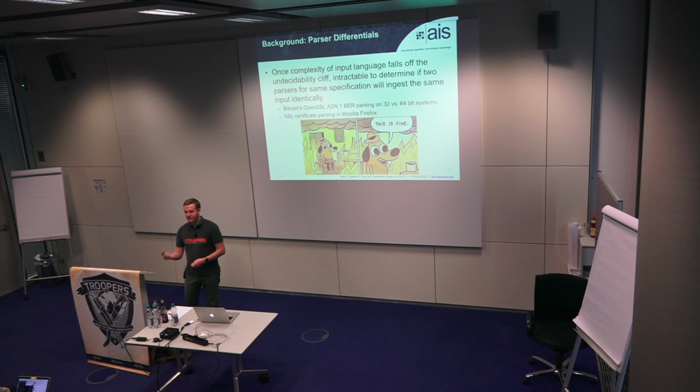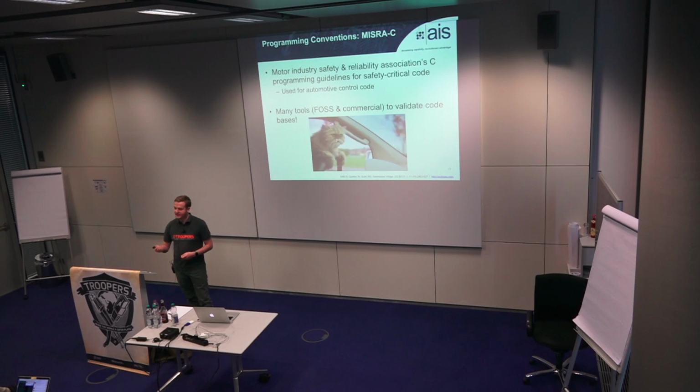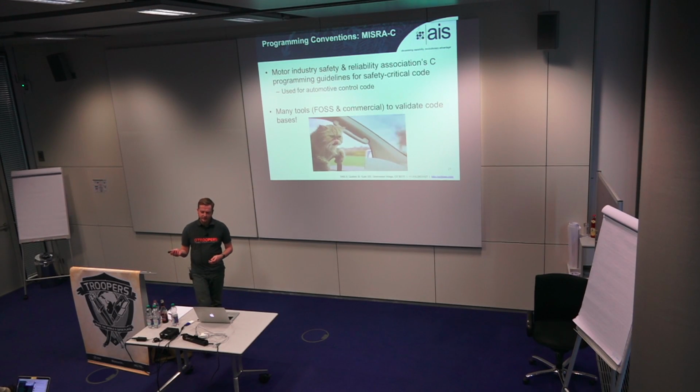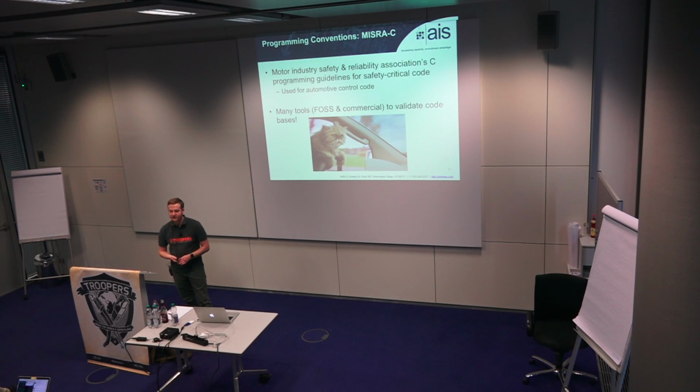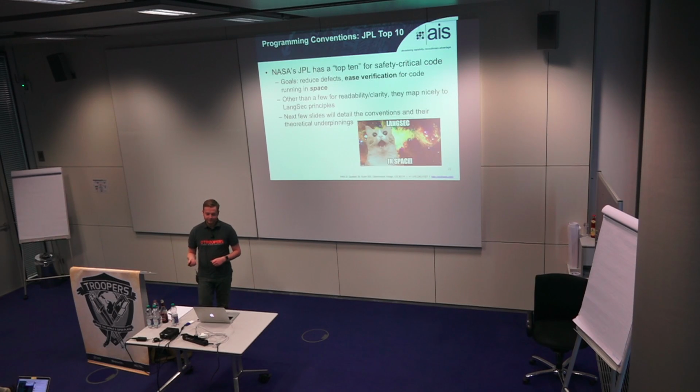What can we do about them when we're developing software going forward? MISRA is the Motor Industry Software Reliability Association. They have a C programming standard that's supposedly for safety critical code. It's used to hopefully avoid more of the Charlie Miller and Chris Valasek hacks in the future. And a lot of the nice things about this is that it has a lot of tools, both open source and commercial, that allow you to audit your source code base against these kinds of restrictions. So we'll go through some of these a little later.